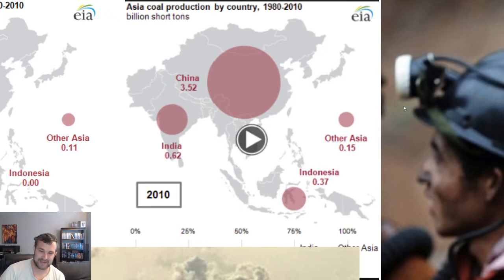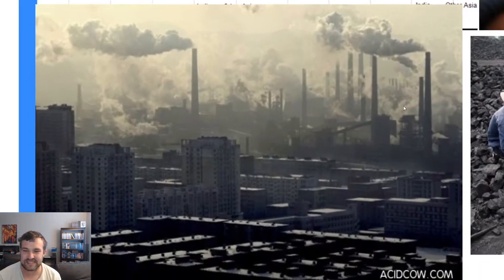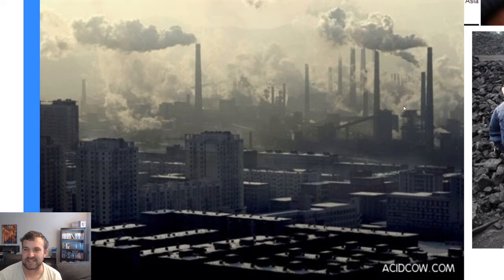So they're 6 times more polluted today than they were in the 1980s. And this is what you'll see in a lot of Chinese cities. They've got these big coal plants producing energy right next to people's apartment buildings.